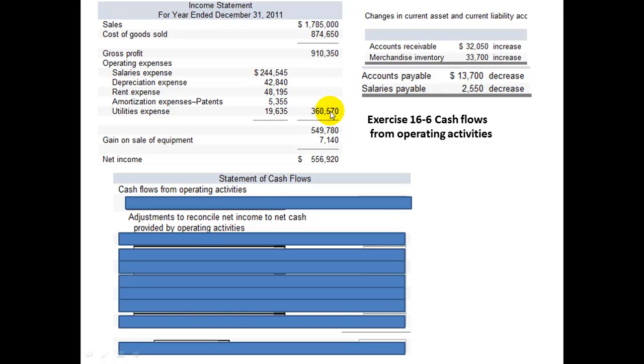Get total expenses of $360,570. Subtract that from our gross profit. Get a profit there, a gain on sale of equipment, $71.40, and come up with a net income of $556,920. Over here we've got changes in current assets and current liability accounts.